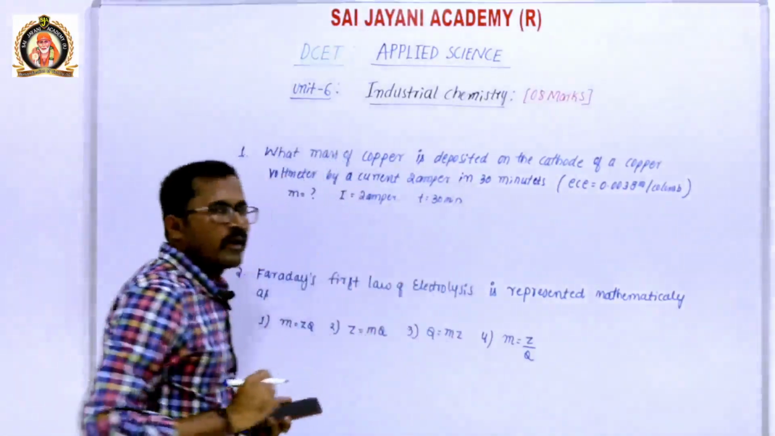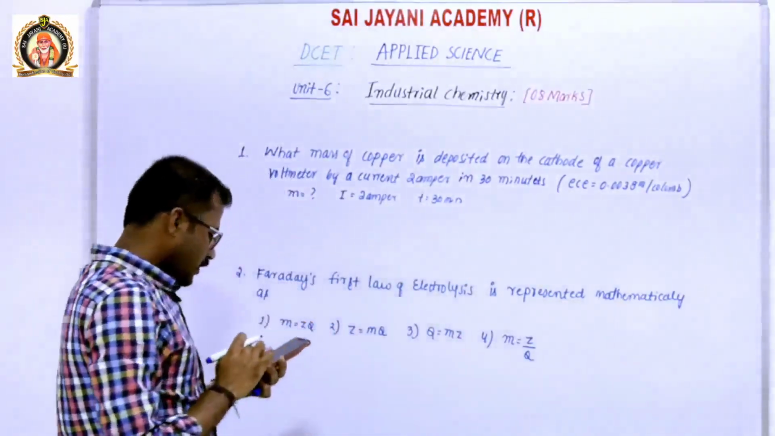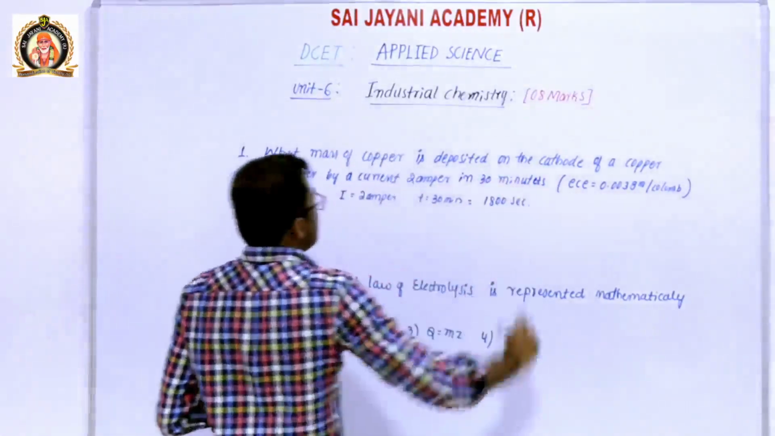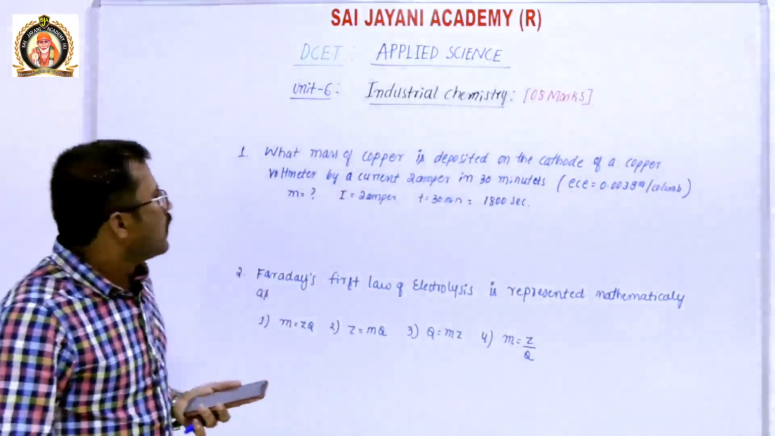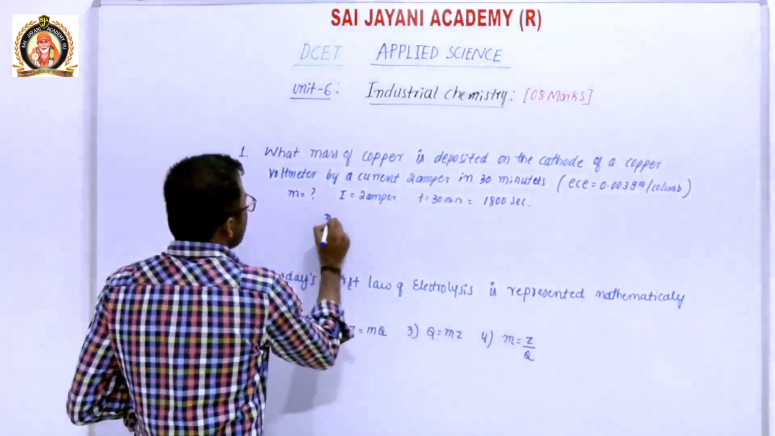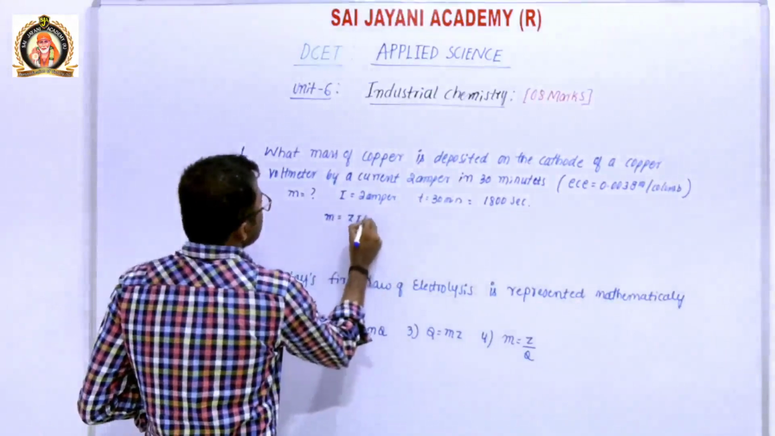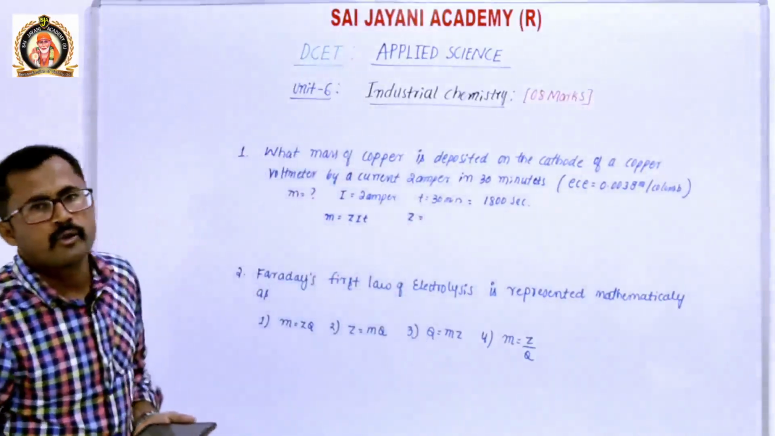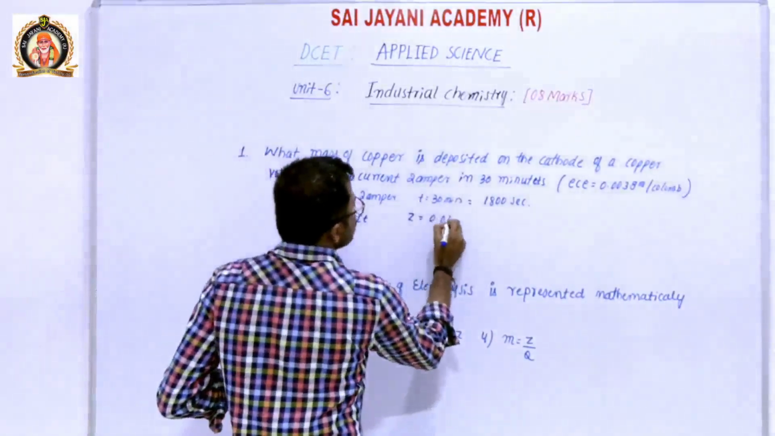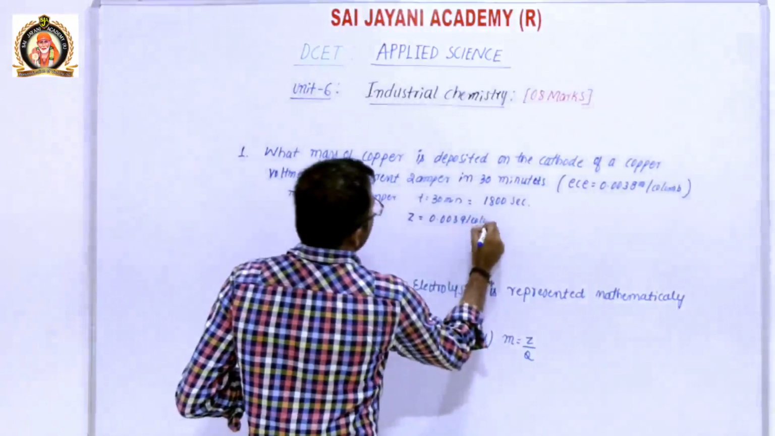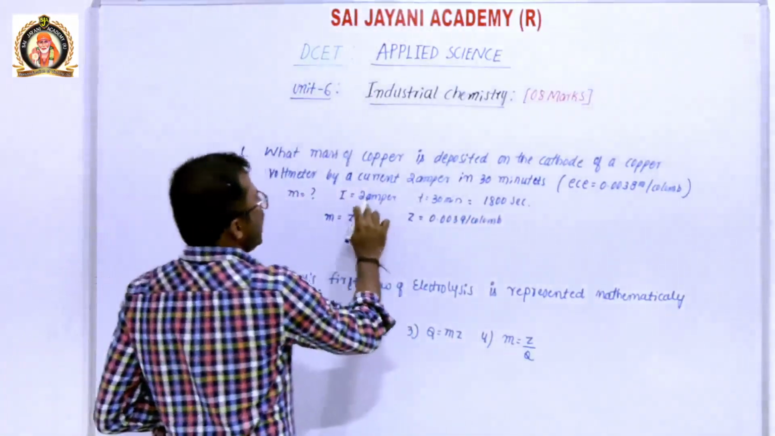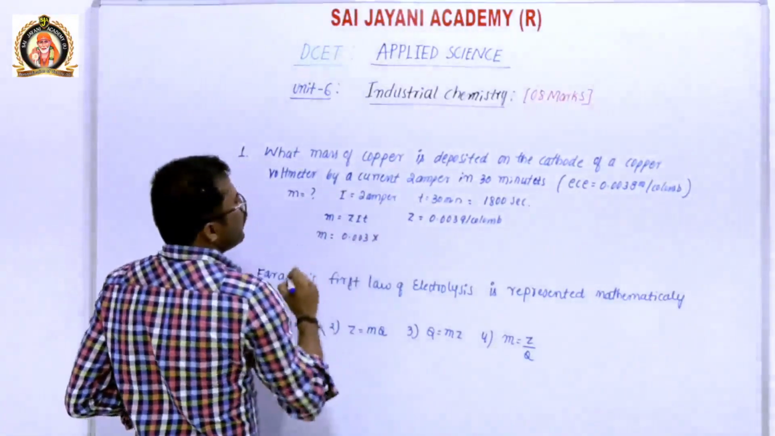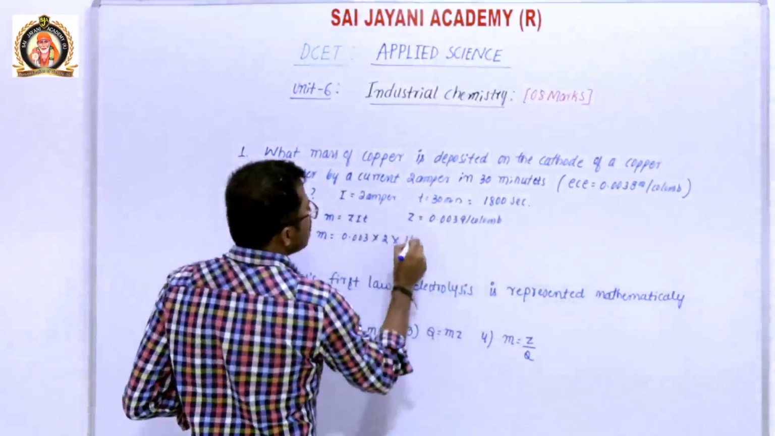Time is 30 minutes, and we have to convert it into seconds: 30 into 60 is 1800 seconds. From Faraday's first law of electrolysis, we have the formula M is equal to Z into I into T, where Z is the electrochemical equivalent of copper, 0.003 gram per coulomb. So M is equal to Z is 0.003, I is 2 ampere and T in seconds is 1800.